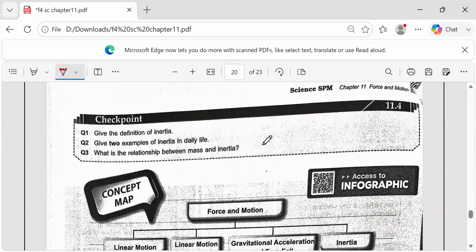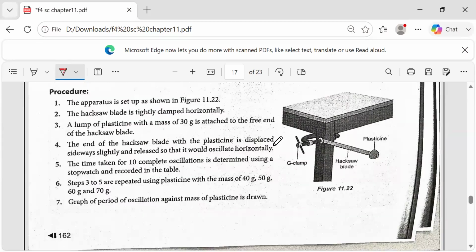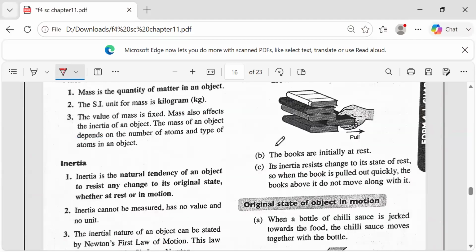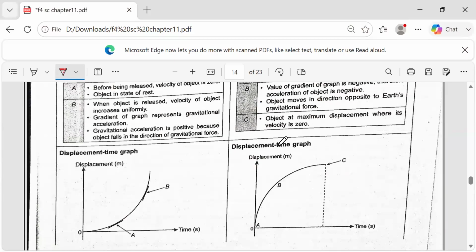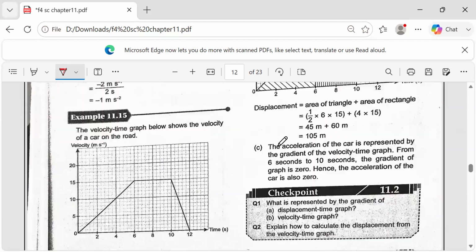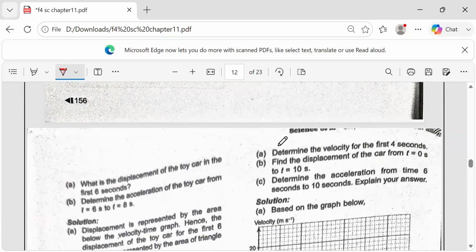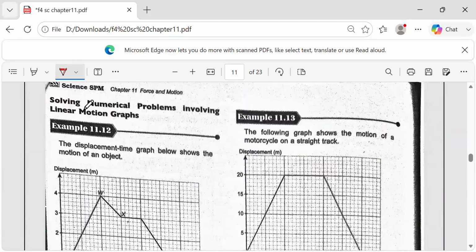All right. Now we're going to go to the part which has gravity also. Yay. Okay. This chapter has a lot of graphs, really a lot of graphs. Okay, let's look at this. Look at this chapter: solving numerical problems involving linear motion graphs. Okay?